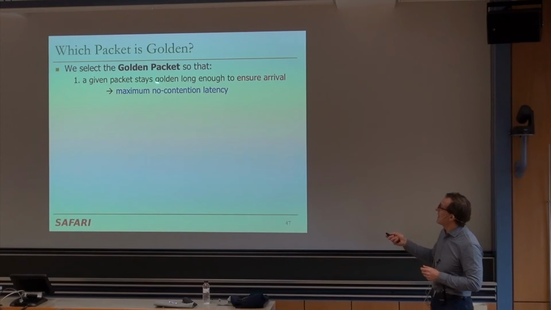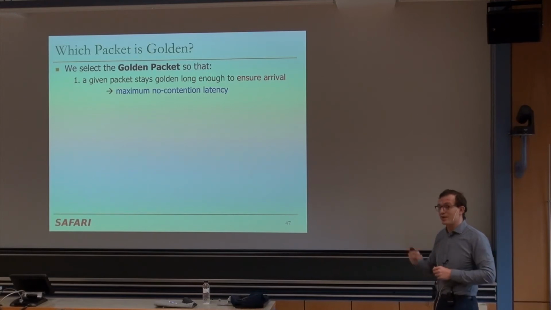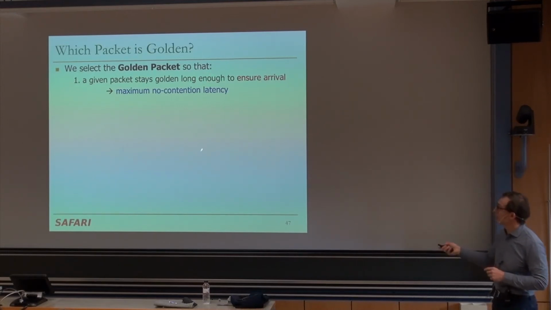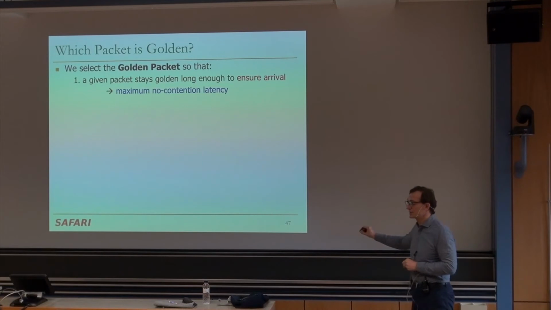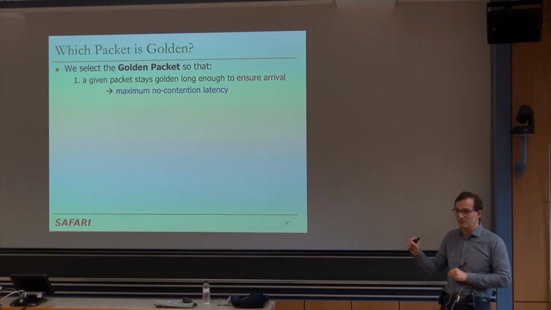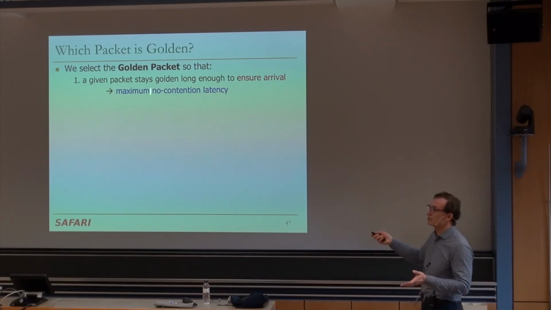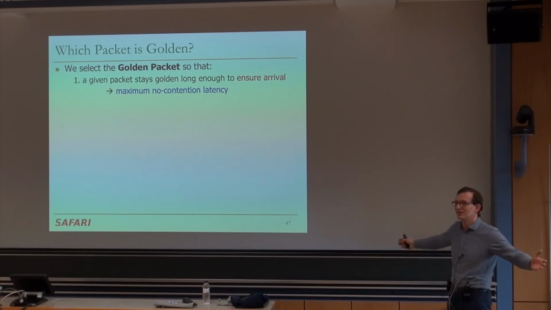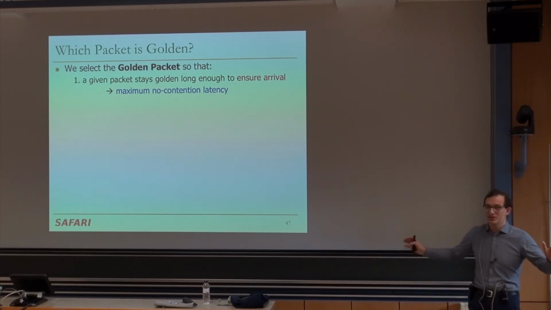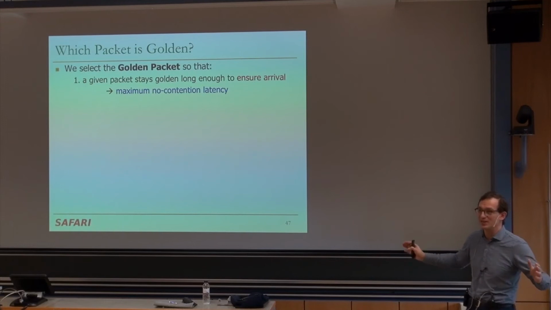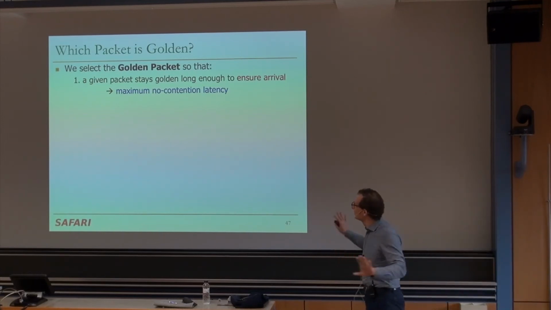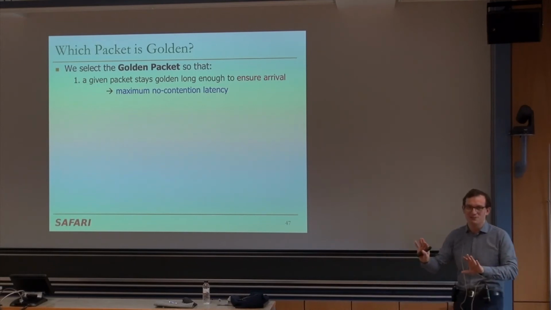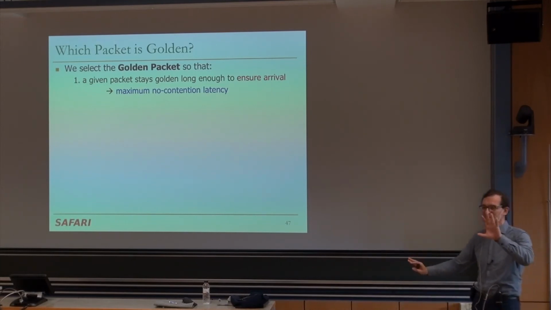Well, first of all, a given packet stays golden long enough to ensure arrival. That's the first thing, meaning that assuming that you prioritize this flit in every single router, how long do you need to prioritize it for? And that's essentially the maximum no contention latency, right? So for that period, you need to keep a flit golden because you're guaranteeing in the routing logic that the golden flit is always going to be prioritized. That's good. And this is going to make the logic simple because you just have golden, not golden. That's the only difference.